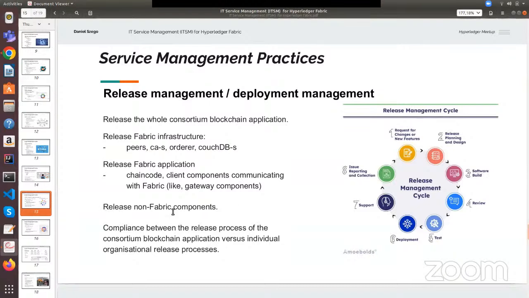And of course, the question is, we don't want to release Hyperledger Fabric. We want to release the application. So how do we create a deployment and release management process in a way that both Fabric and non-Fabric components are covered? And last but not least, if there are five companies, each having a general release management and deployment management process that is different from the others, then how do we put Hyperledger Fabric in the middle and define a meaningful release and deployment management process in the middle?